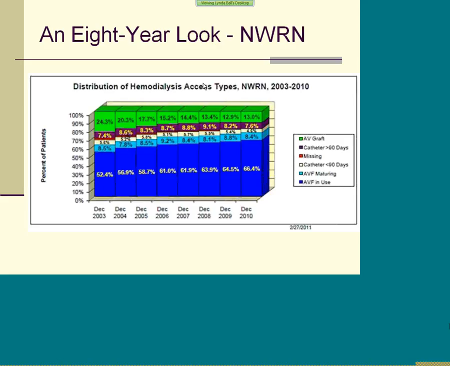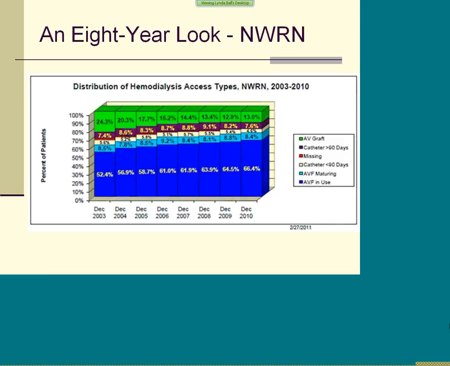Because you can see that in the middle there, the burgundy color here is the catheters greater than 90 days. Here's the catheters less than 90 days. And these are the ones that have catheters with fistulas maturing. And then these are the ones that we're actually using in the dark here. And initially when we started out, we had some missing access types. We're now down to missing access types. So we know all of the accesses now that we're using.